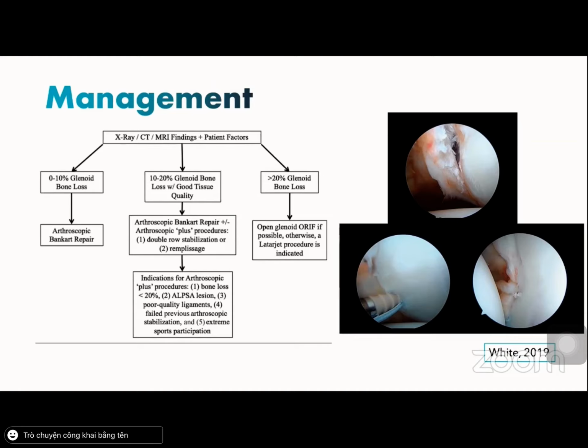In more complex cases with varying degrees of glenoid bone loss or Hill-Sachs lesion, the patient may undergo a Latarjet procedure or a rim passage procedure to account for this increased risk of repeated dislocation.